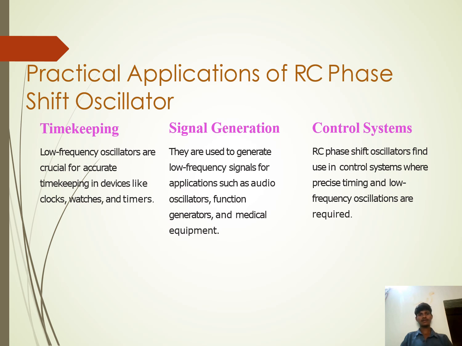Practical applications of the RC phase shifting oscillator. Timekeeping: low frequency oscillators are crucial for accurate timekeeping in devices like clocks, watches and timers. Signal generation: they are used to create low frequency signals for applications such as audio oscillators, function generators, and medical equipment. Control systems: RC phase shifting oscillators find use in control systems where precise timing and low frequency oscillation are required.